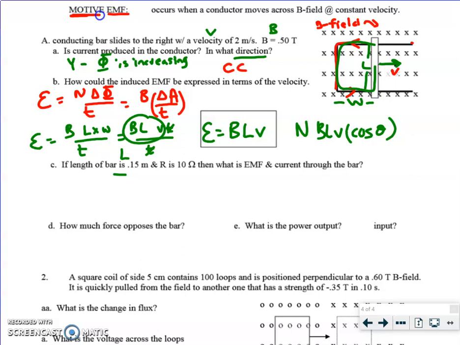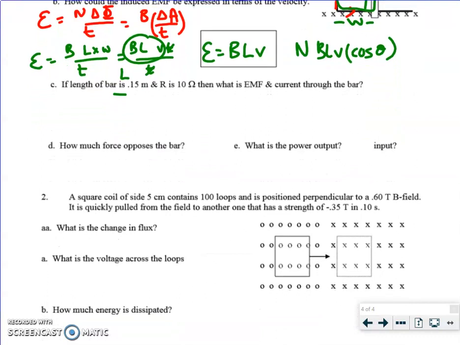All right, so you can plug in the numbers for that. So in part C, we ask if the length of the bar is 0.15 and the resistance of the bar is 10 ohms, what is the EMF and what is the current through the bar? Well, we already have the equation for the EMF. It's BLV, so I'm not going to write that again.